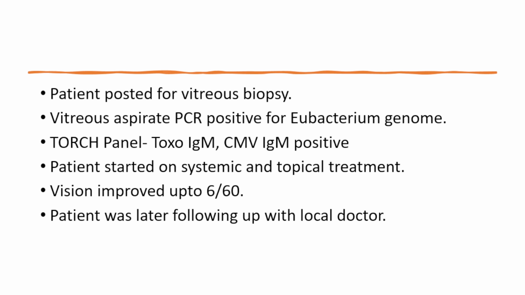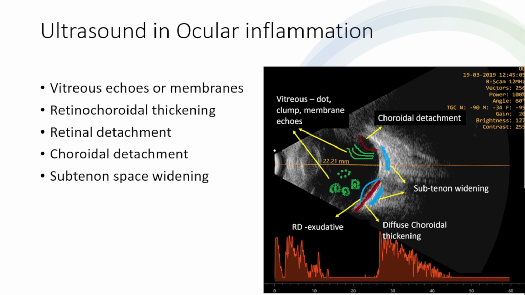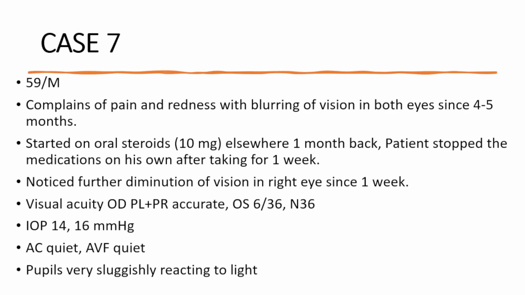I think you have to specify what the systemic treatment was. The patient was started on steroids, ma'am. Systemic steroids. Because you have shown that so many are positive, basically it was treated as toxocara. Yes. So coming to ultrasound in ocular inflammation, the things to look out for in cases where we suspect intraocular inflammation are vitreous echoes or membranous echoes, retinochoroidal thickening, retinal detachment, choroidal detachment, and subtenon space widening.